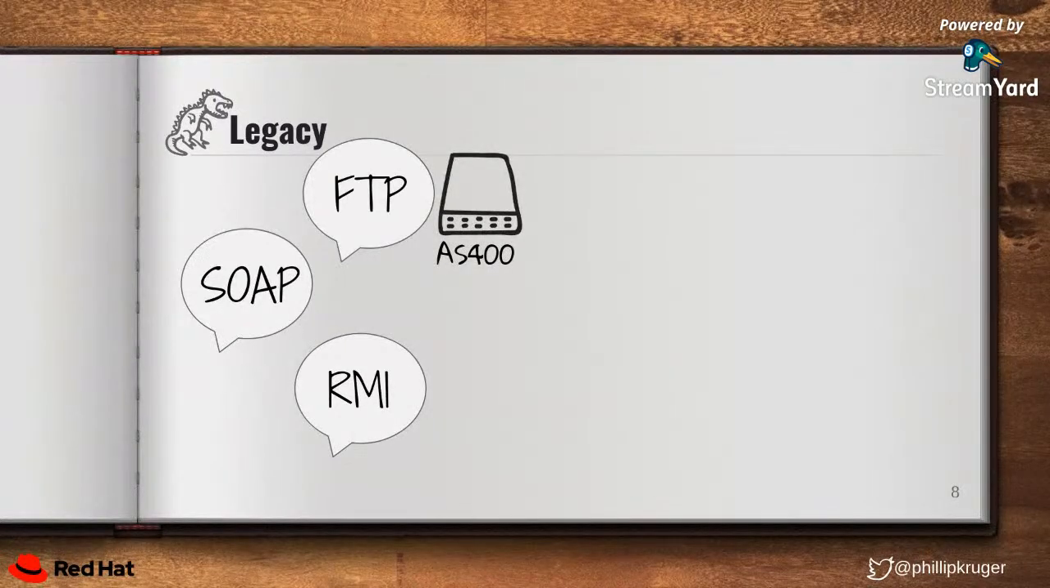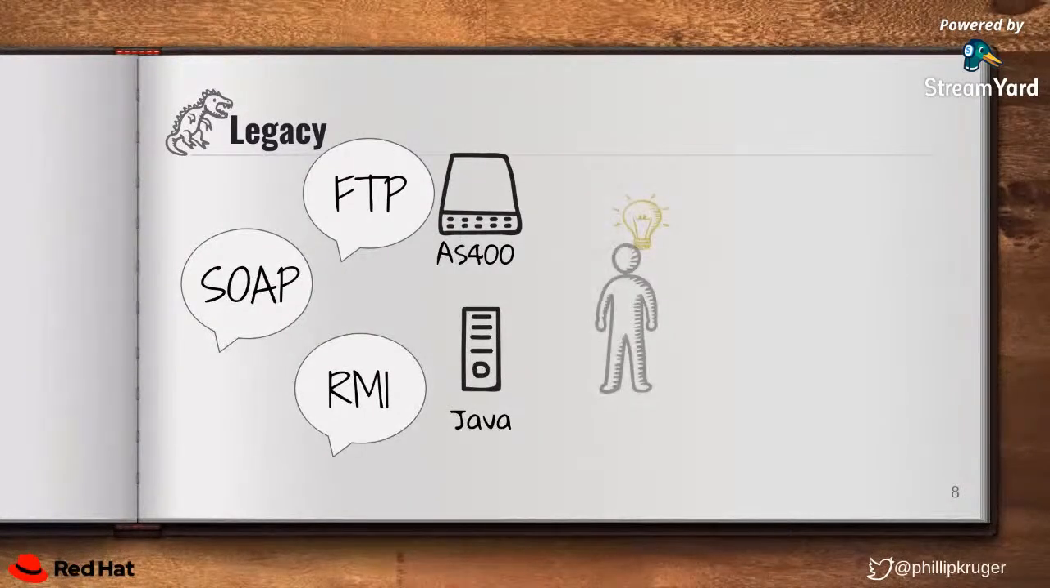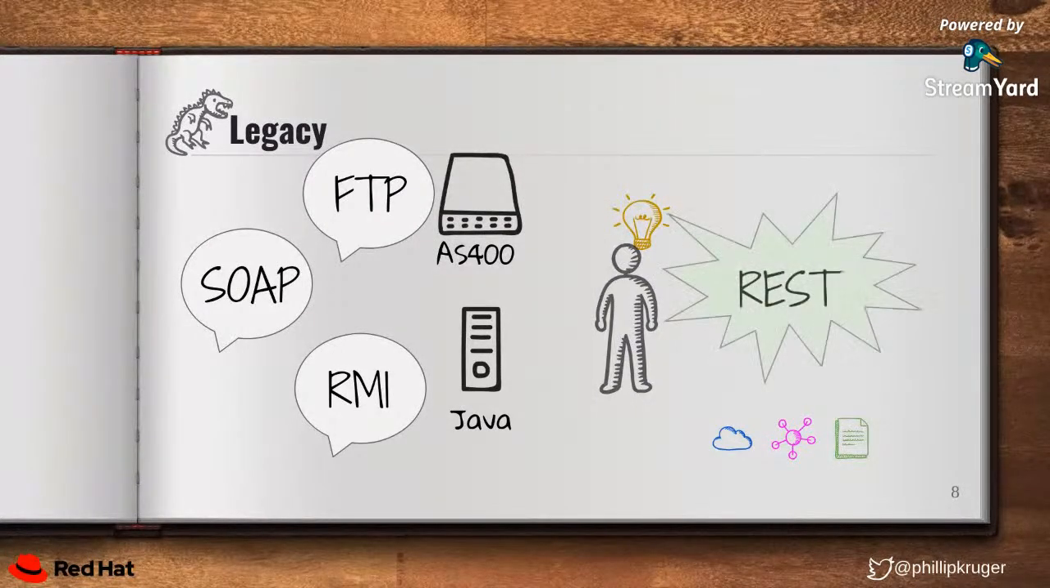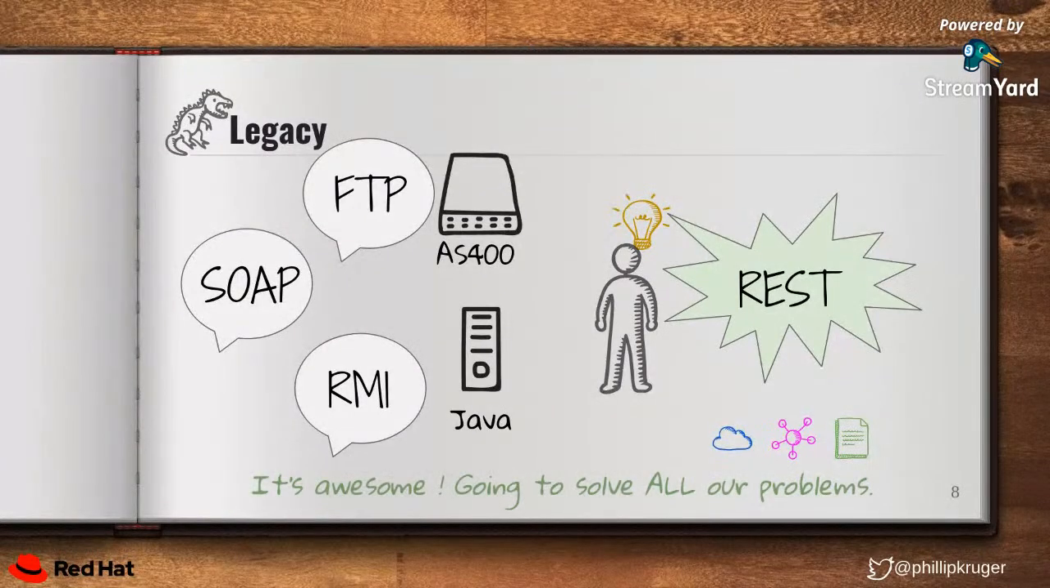The biggest part of the system is actually running on AS400, which is a fairly old system. And then there was some modernization happening on Java. So when I got there, we decided that we want to modernize this application, and we want to make sure that it's ready for the cloud. It's API driven, it's well documented, and we decided we're going to build REST endpoints. It's going to be awesome, and it's going to solve all of our problems.